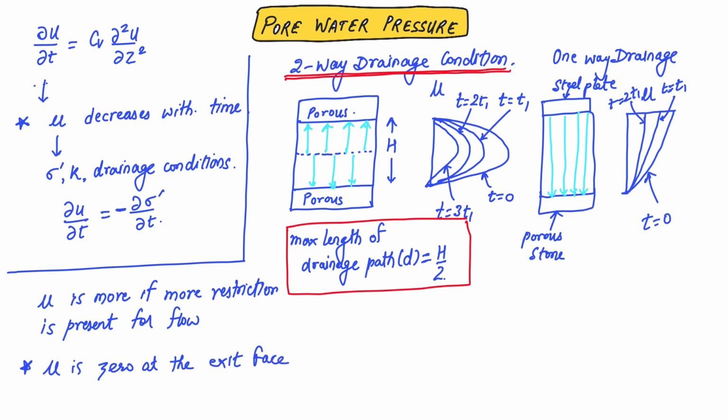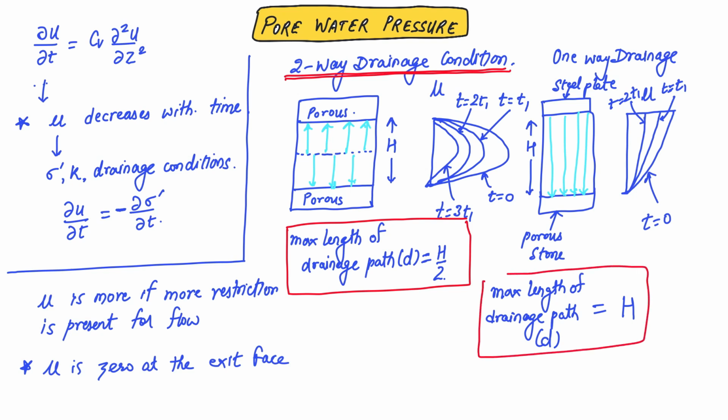But if I ask you what is the maximum length of drainage path for this particular second case, as I said about the one-way drainage, what we can see here is that if the thickness of this particular soil is H, then the maximum length of the drainage path will be equal to capital H only. Now, what is the significance of this drainage path length?